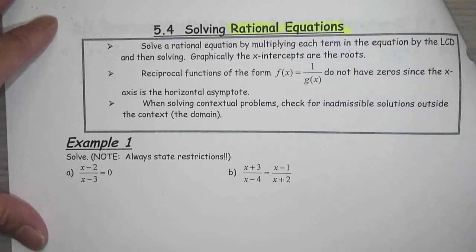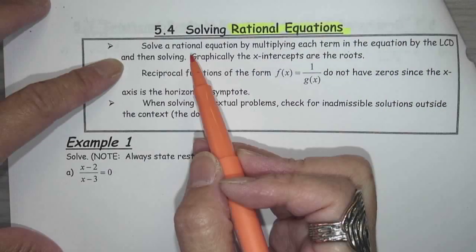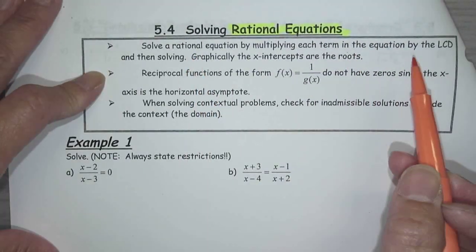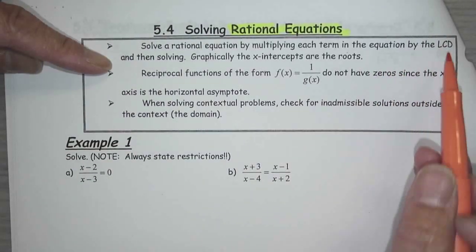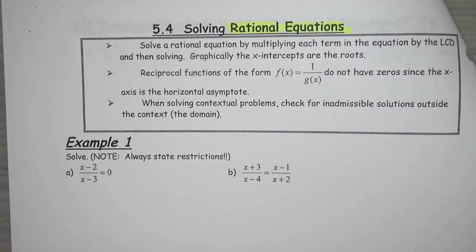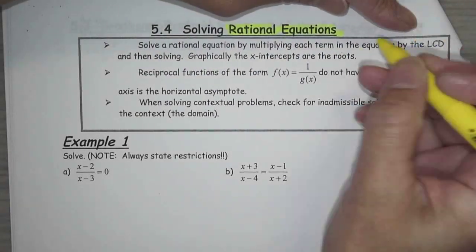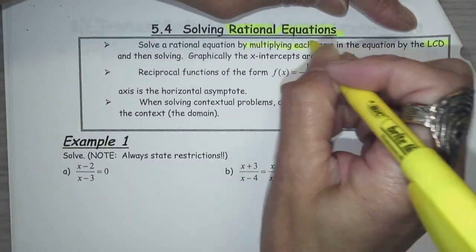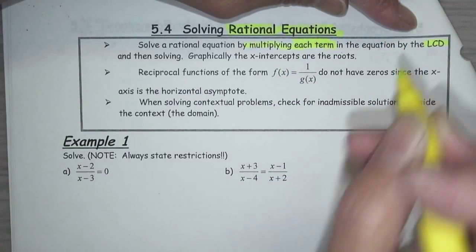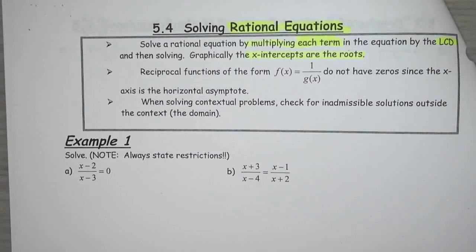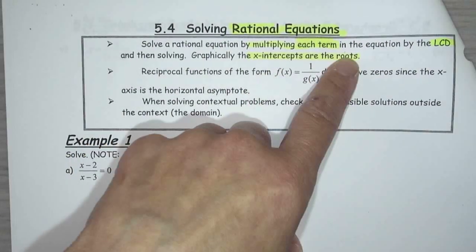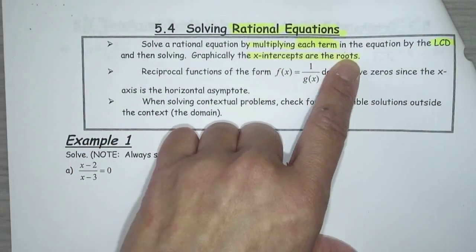So when we have a rational equation, we're going to solve it. The way I recommend picturing how you solve it is by multiplying everything by the lowest common denominator, and I'll show you what that means in a second. So multiply every term by the lowest common denominator. Graphically, you're finding the x-intercepts, or the roots. So when you solve it, you're finding x equals a certain number.